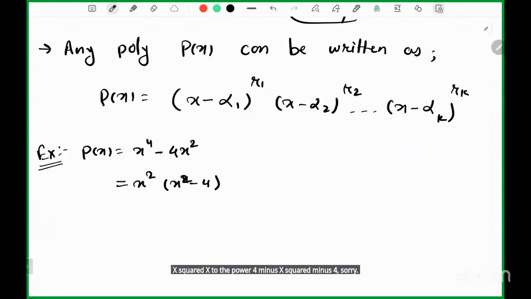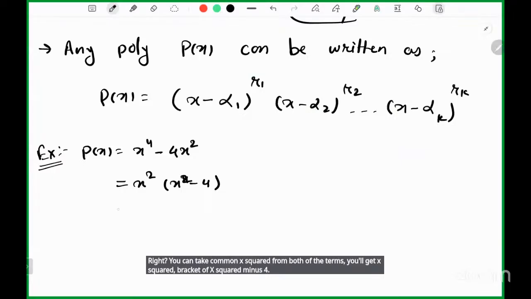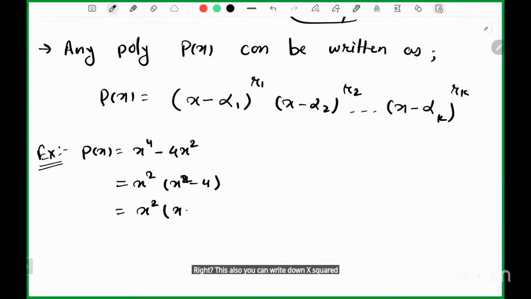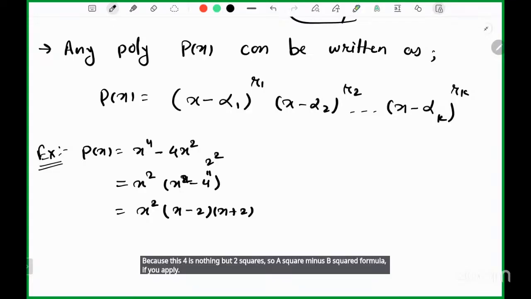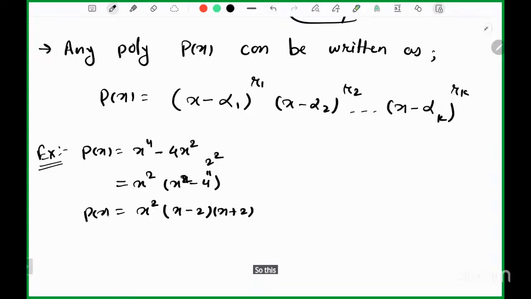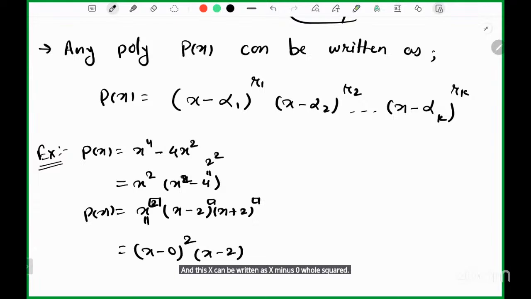You can take common x square from both of the terms, you will get x square times (x square minus 4). This you can also write as x square into x minus 2 into x plus 2, because this 4 is nothing but 2 square, so if you apply the a square minus b square formula, you get x minus 2, x plus 2. So this is p of x. Here you can observe that although the power of these two factors is 1, the power of x is 2, and this x can be written as x minus 0 whole square, times x minus 2 into x plus 2. So that means it is possible to get more than one factor for a single root.